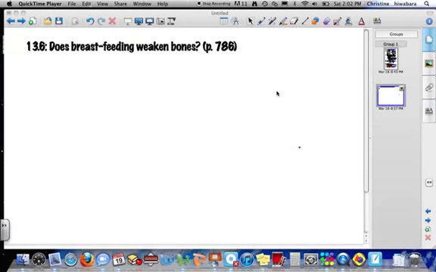Okay, so we're going to do example 13.6, does breastfeeding weaken bones? This is on page 786 of your textbook. Please take the time, pause this podcast for the moment, and enter in the data for breastfeeding women and other women into list 1 and 2, and then hit play after. Go.